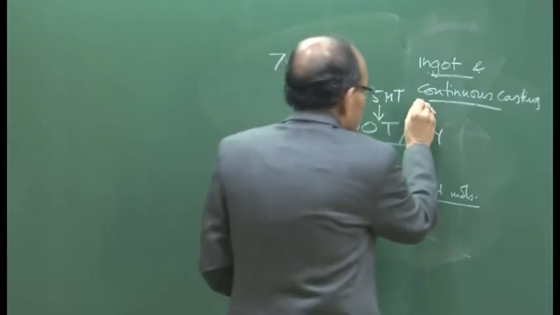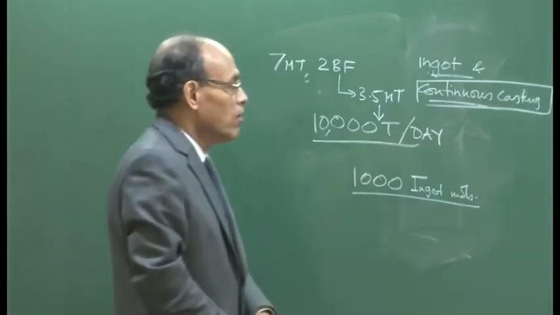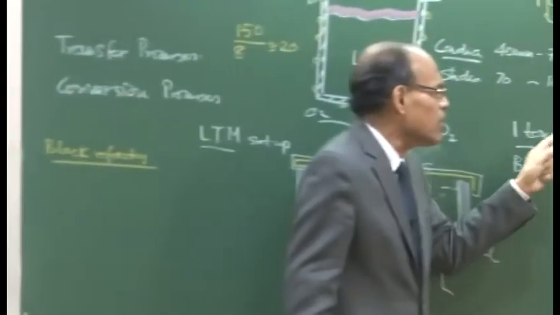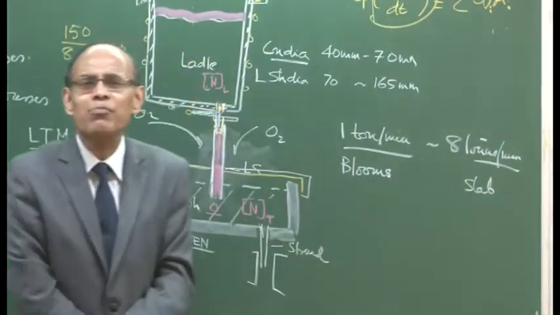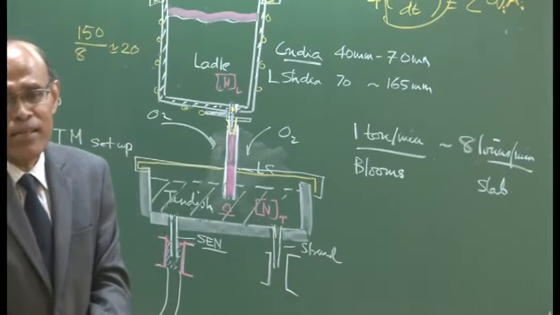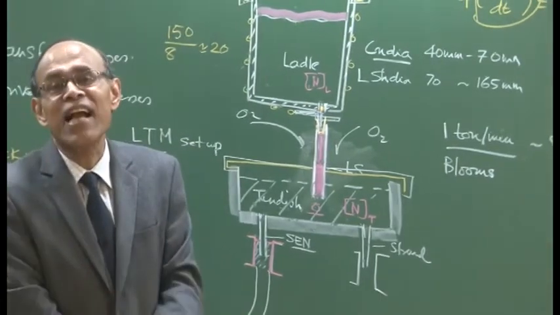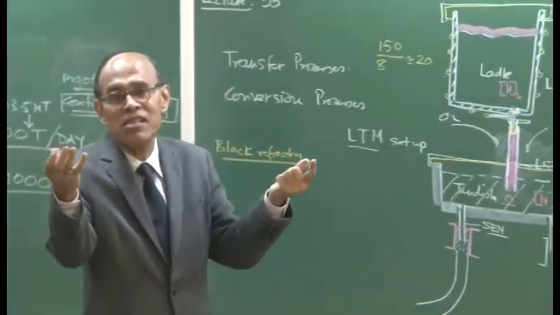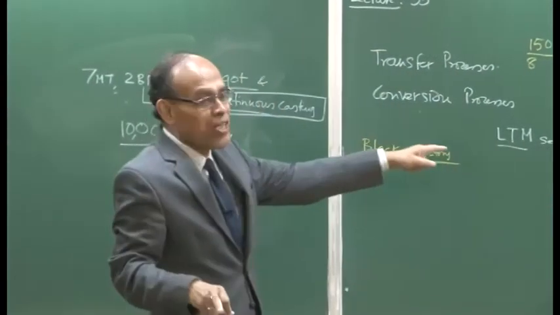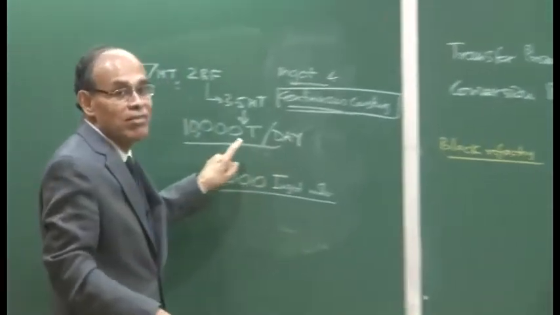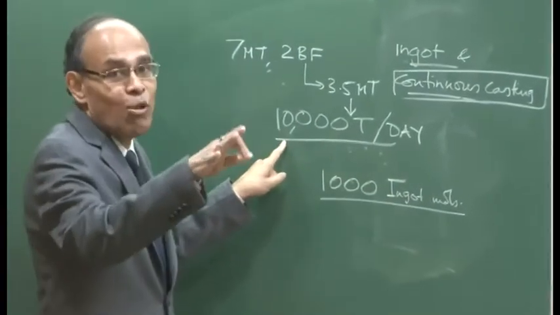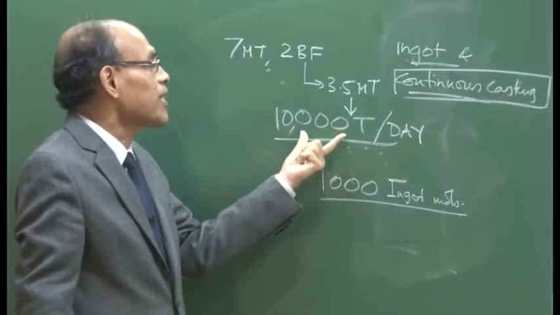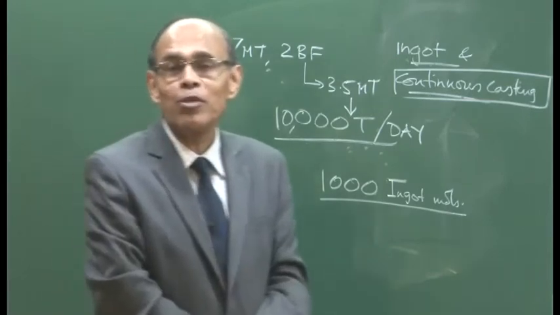So, as I said, if you are operating not at 1 ton or 8 tons, take a value like 5 tons per minute. If you take 5 tons per minute, that means every hour you are casting 300 tons, so in 24 hours, about 7,000 tons daily. That means with 2 casting machines, which will be idle for some amount of time, you will be able to handle 10,000 tons a day, absolutely no problem.